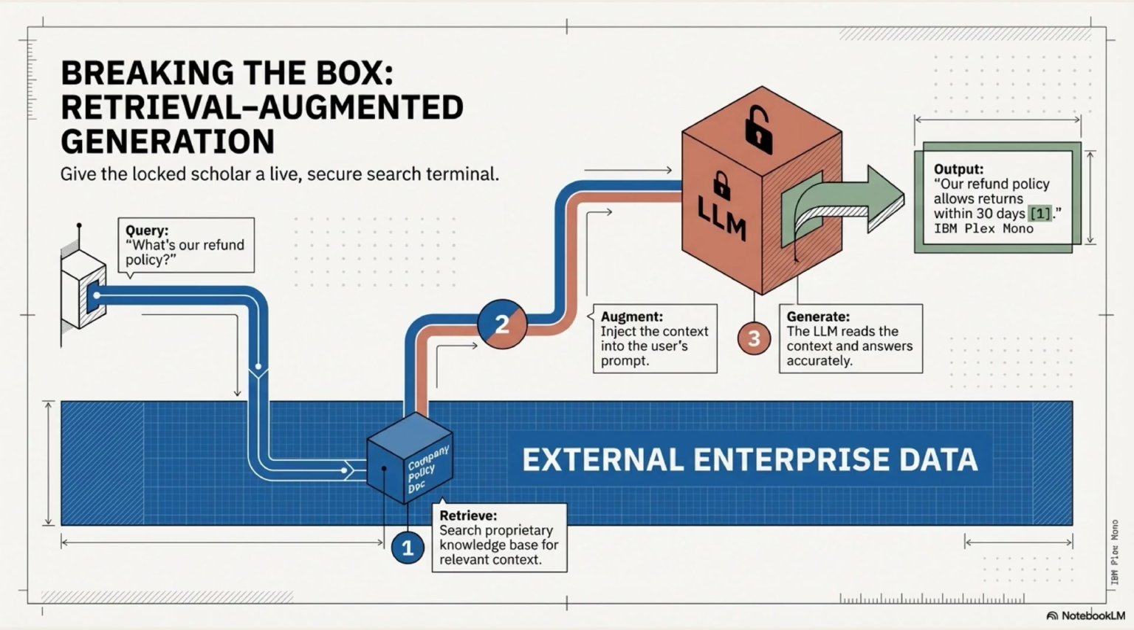You can see the output on the right. A refund policy allows returns within 30 days, and there's a footnote, number 1 in brackets, linking back to the source document. This is the core RAG loop. Retrieve, augment, generate. Three steps completely transform what an LLM can do in an enterprise context. And notice, the model's weights never changed. We simply gave it better information at inference time.